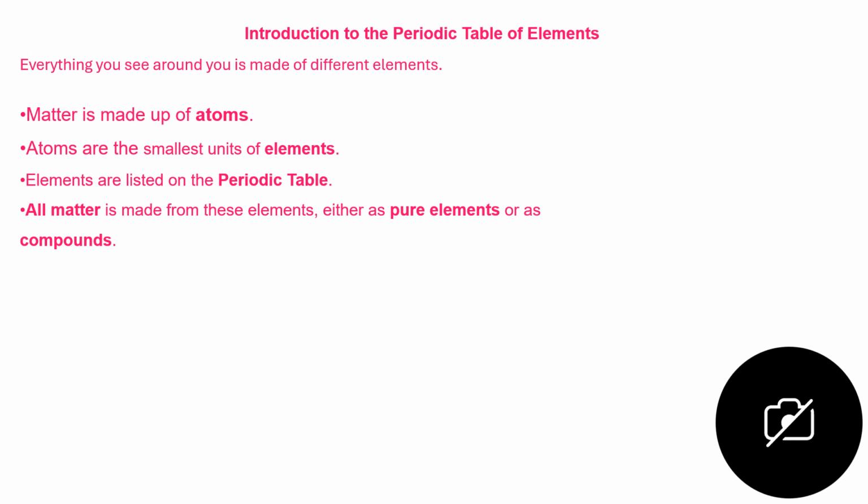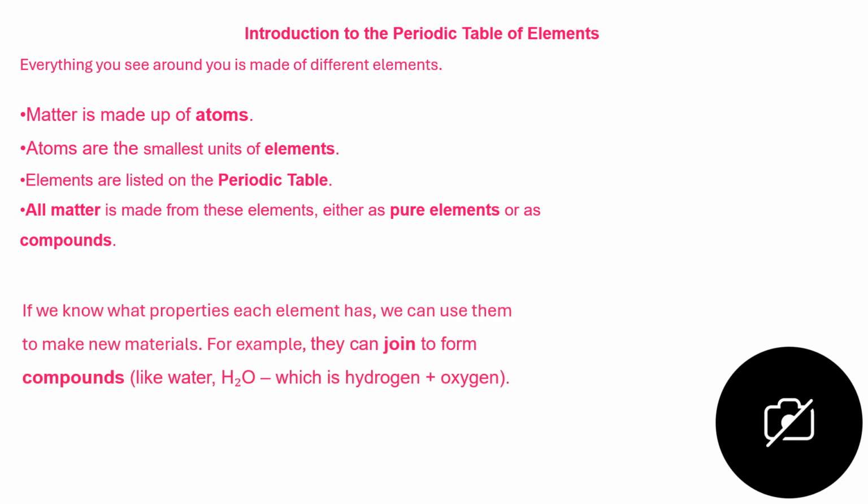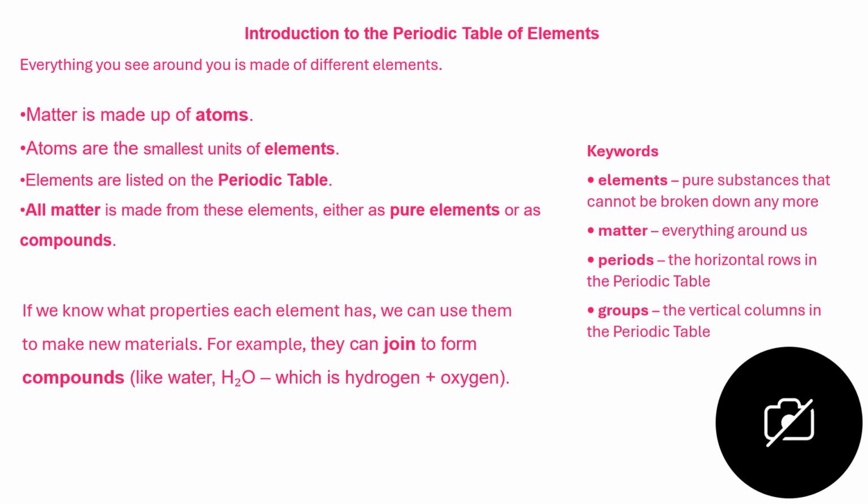All the matter is made up of these elements, and it is in its purest form, or it is a compound. Now, we know that if we mix two elements together, they will form new material. That is called a compound. Like for example, water. If we take two hydrogen atoms and mix it with an oxygen atom, then we get water.